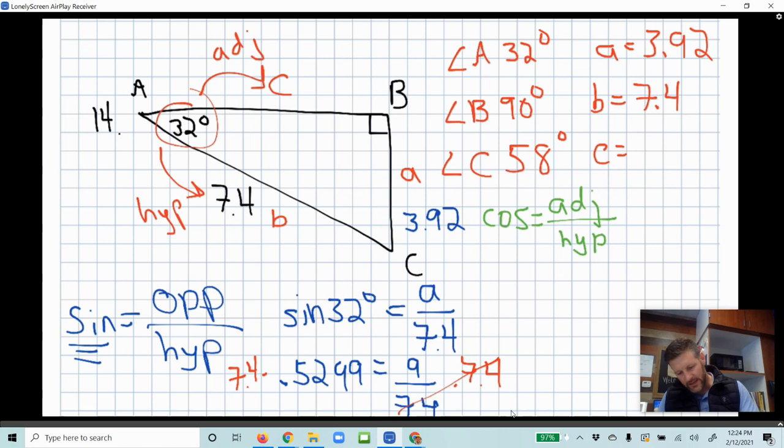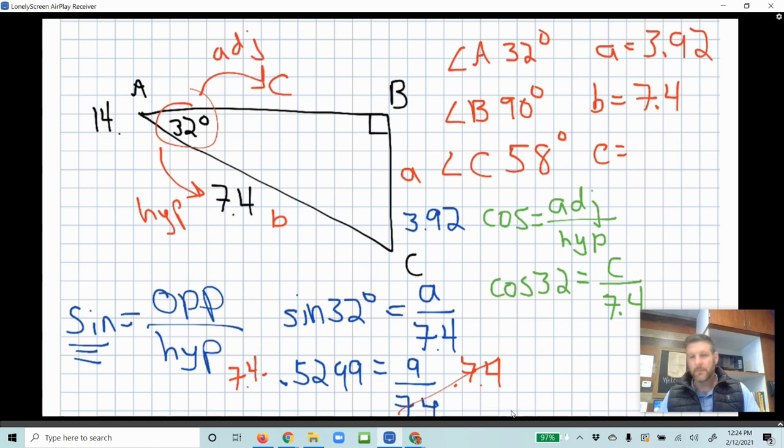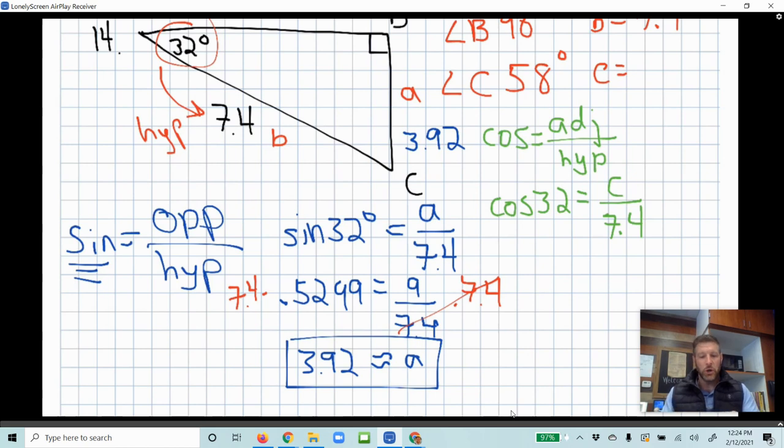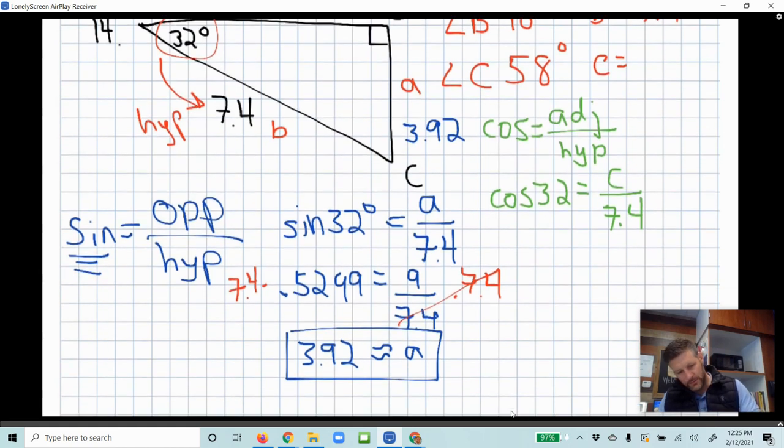Okay, so let's set it up just like the last one. Cosine of 32 equals, in this case, C over 7.4, because that's my hypotenuse. And we're going to solve it in the exact same way we just solved the last one. We can figure out what cosine of 32 is. I'm going to put that in my calculator. Cosine of 32 is 0.8480. And that equals C over 7.4. Now, how do I get C by itself? Just like last time, I'm going to multiply by 7.4 on both sides.